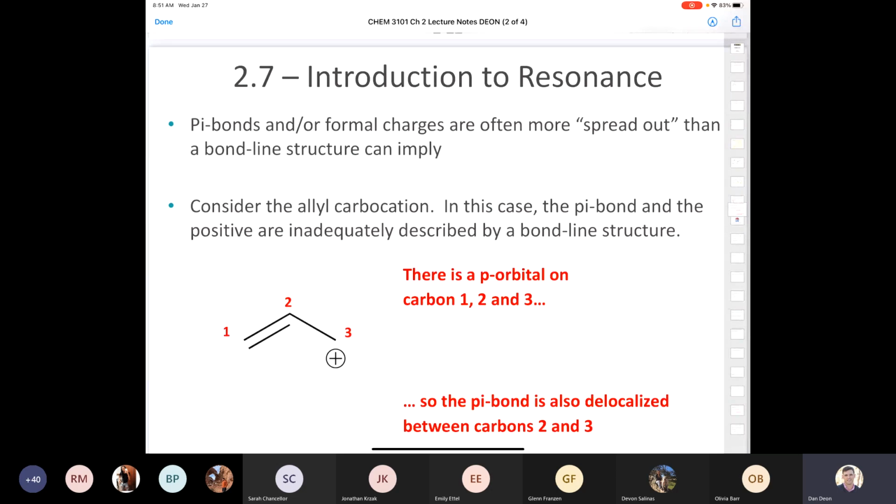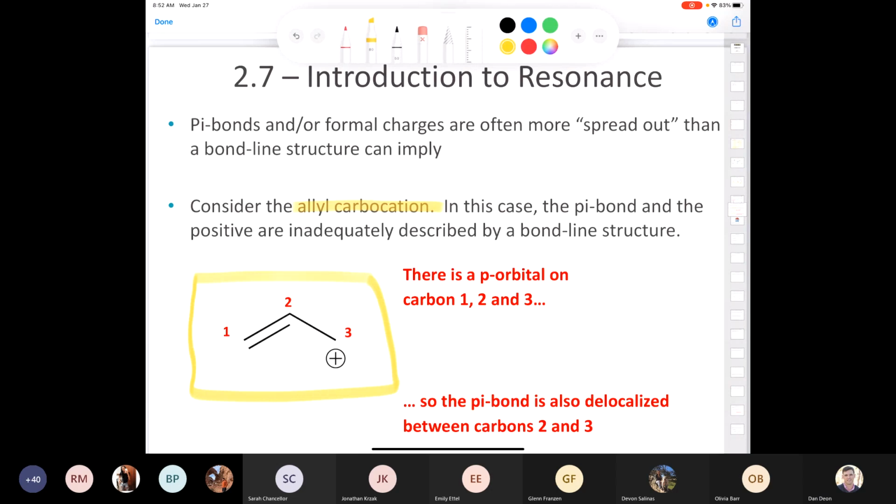So if we look at this allyl carbocation, if you're wondering what that is, that's this thing right here. In this case, you have a pi bond. This is a sigma bond, this is a sigma bond, but this is a pi bond. It says the pi bond and the positive charge are inadequately described by a bond line structure.